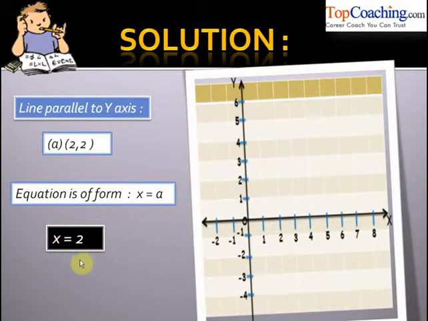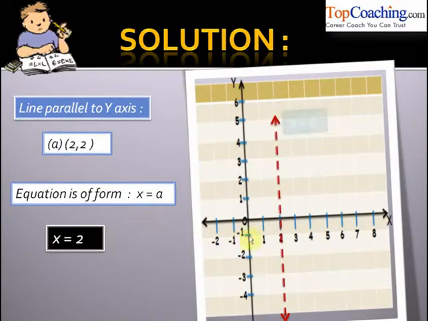Now let's try to represent it in the coordinate plane. So this line, which is the dotted red line, is x equal to 2. It passes through the point (2, 2) and is parallel to the y-axis. And also the x-coordinate of each and every point is equal to 2.